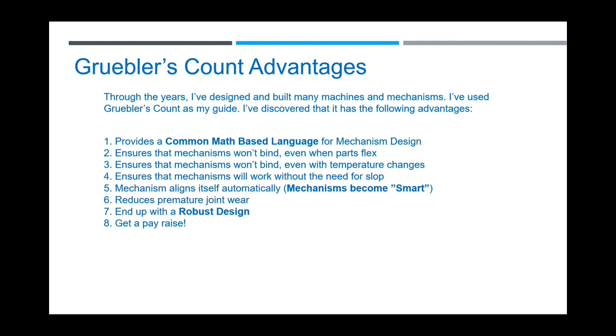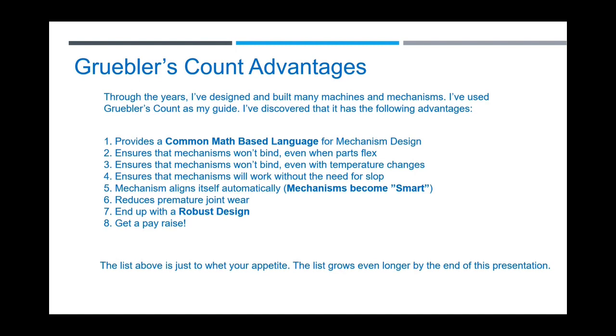Using Gruebler's count will give you the ability to have the mechanism run even if the part flexes and even if the temperature changes, things like that. So that's the power of Gruebler's. And it will make your mechanisms line up themselves. It will make it smart like a thermos. For example, you put hot stuff in the thermos, it stays hot. Put cold stuff in the thermos, it stays cold. So how does it know? It just knows. It's smart as a thermos. It's just like your mechanism when you design it. And then it also reduces premature joint wear, and you end up with a very robust design.